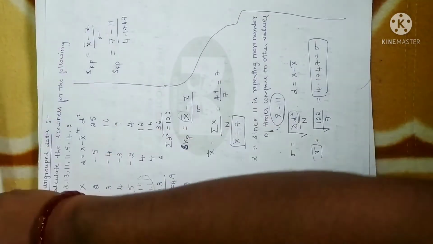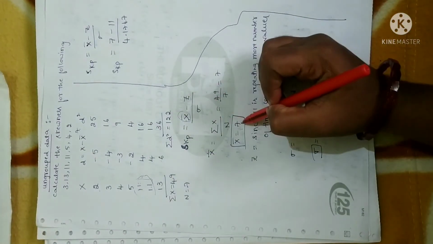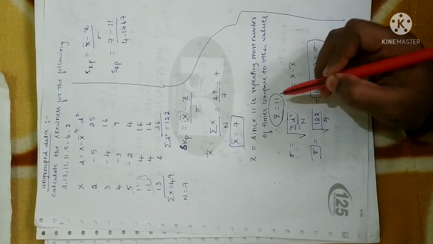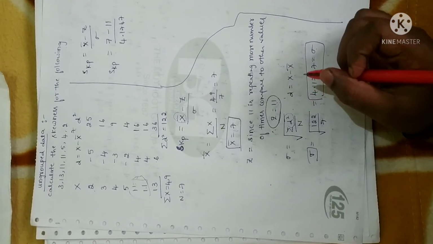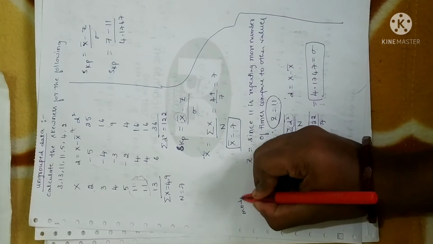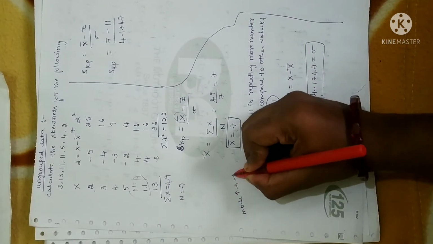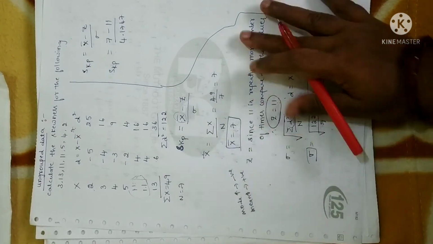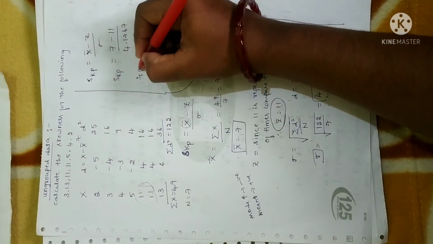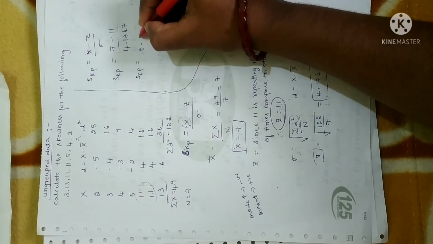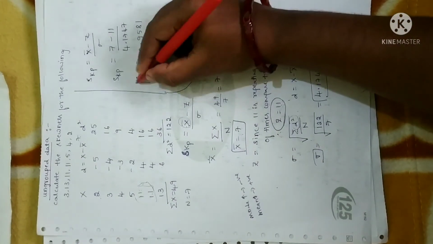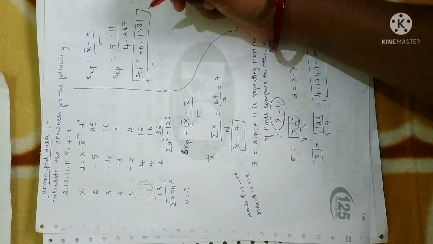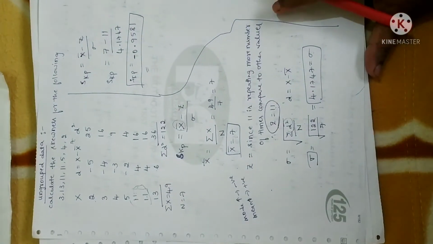Now here you can see that mean is 7 and mode is 11. So which is highest? Mode is highest. So if mode is highest, you will get negative skewness. You just remember, when mode is highest, you will get negative skewness, and when mean is highest, you will get positive skewness. So you can guess that the answer will be negative. When you simplify, you will get minus 0.9581. So this is the required coefficient of skewness.